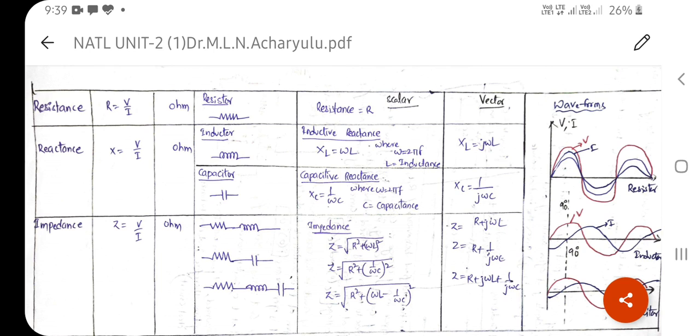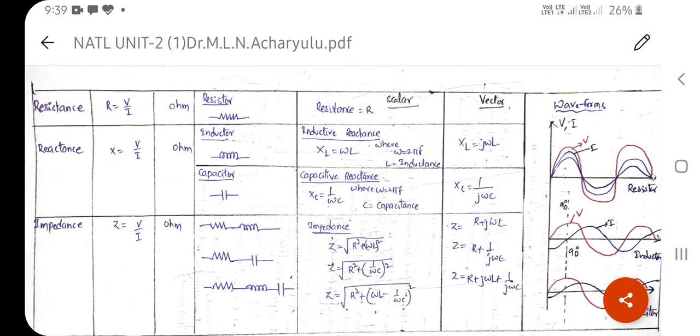So this is the impedance in scalar form. Coming to the vector form, Z is equal to R plus j omega L, and for the resistance and capacitance, Z is equal to R plus 1 by j omega C. For the combination of RLC, the vector representation of the impedance is R plus j omega L plus 1 by j omega C.